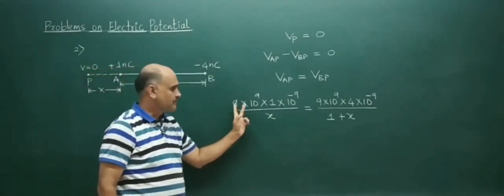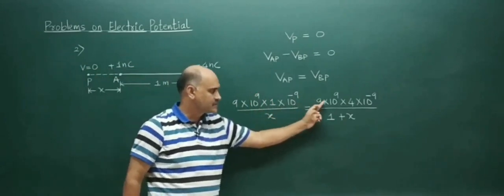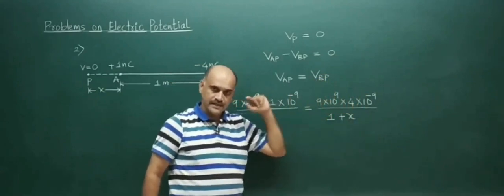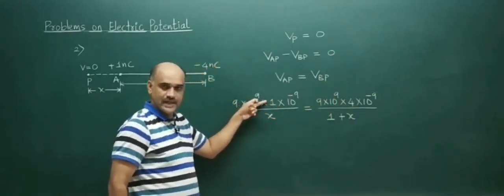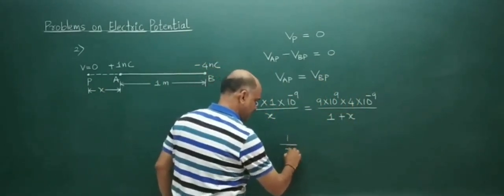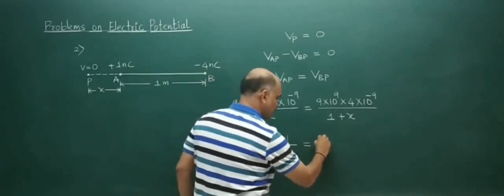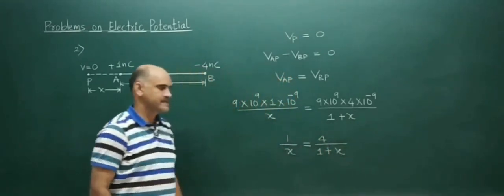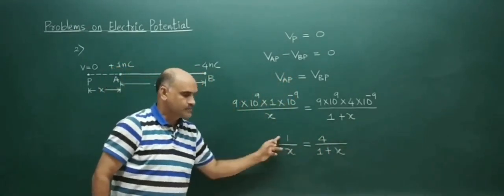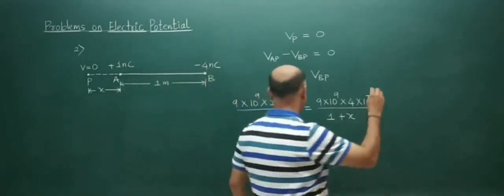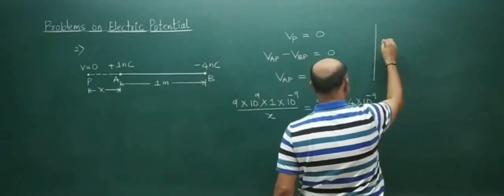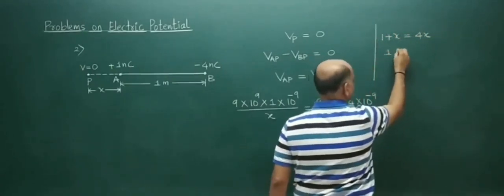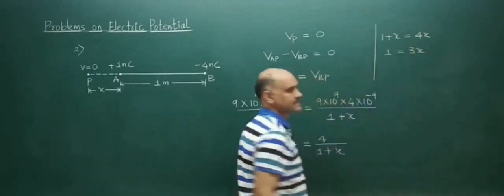Again simplify. On both sides, 9 into 10 raised to 9 gets cancelled, and 10 raised to minus 9 gets cancelled. So you will have 1 by x is equal to 4 by 1 plus x. Now again two steps. Cross multiply, and you will have the value of x.